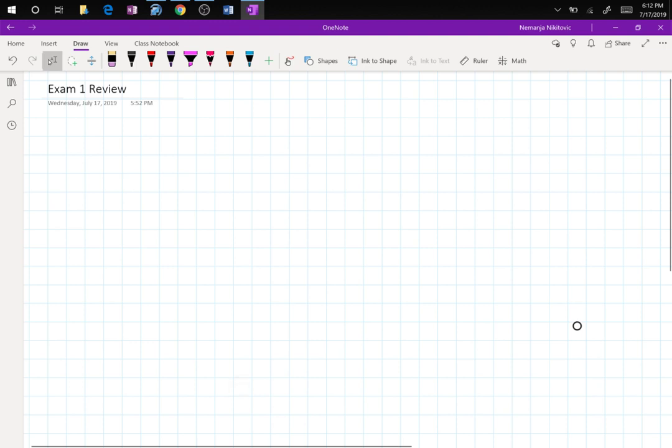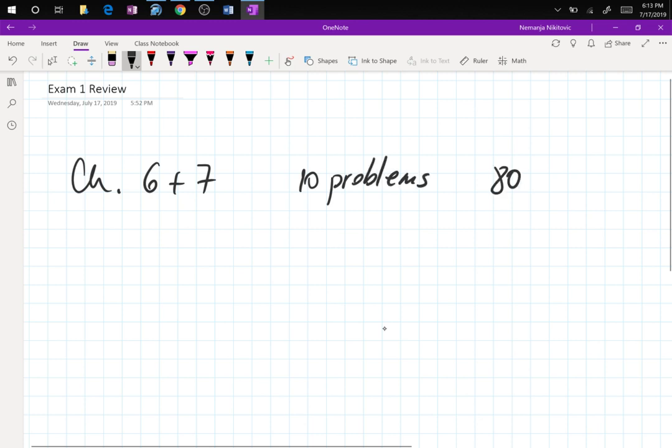Chapters 6 and 7. Why is this red now? Chapter 6 plus chapter 7. 10 problems for 80 minutes. That's an hour and 20. There's usually a 5-minute break, so you can work through the break, an hour 25, whatever.